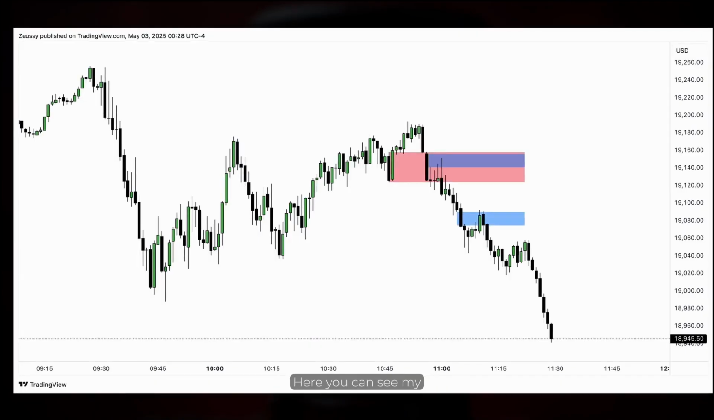Here you can see my annotations on the chart, and what I would like to see is that we saw the market expand towards the upside, but notice that this was a very slow expansion, where I can see that the market was just grinding towards the upside. Eventually the market begins to roll over right here, and we begin to see it displace towards the downside.